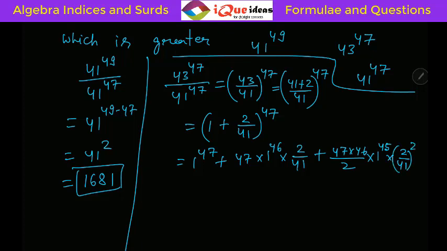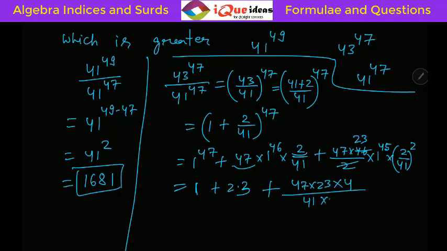Now look at this closely. This 1 raised to 47 is 1. 47 into 2 is 94 upon 41, which is close to 2.2 or 2.3 maybe. Plus 2 cancels 46 23 times, so 47 into 23 into 2 square, which is 4, divided by 41 square, so 41 into 41.